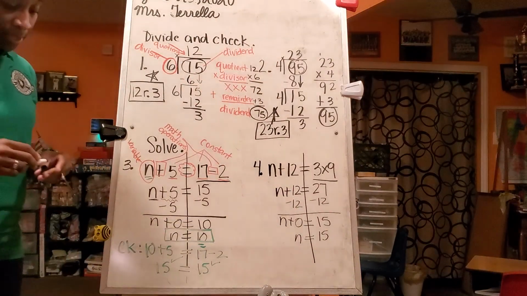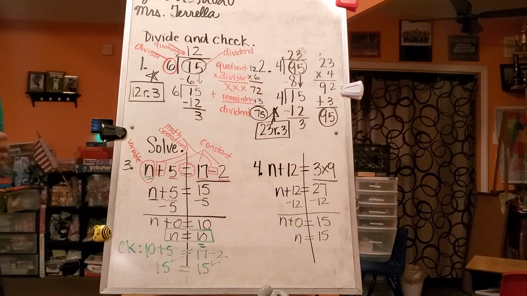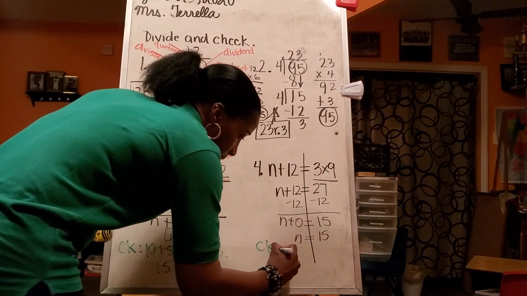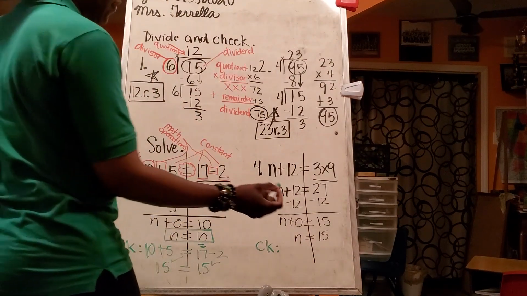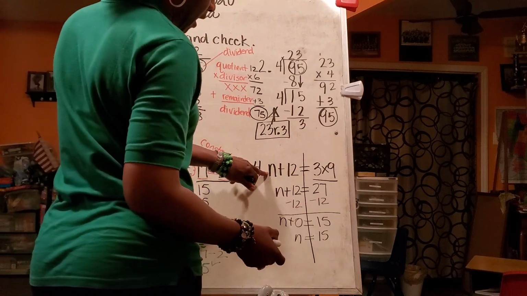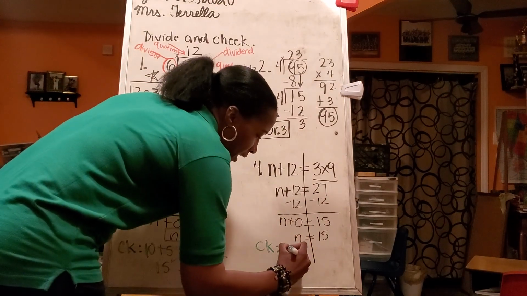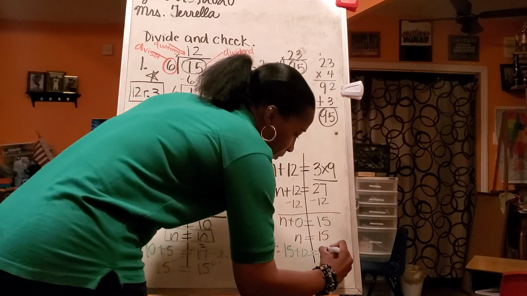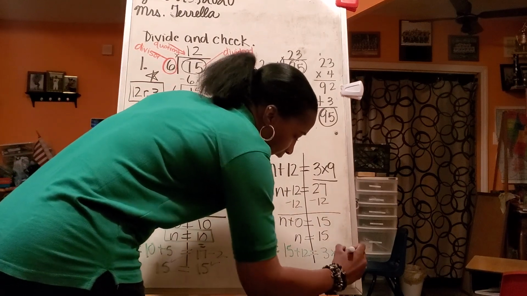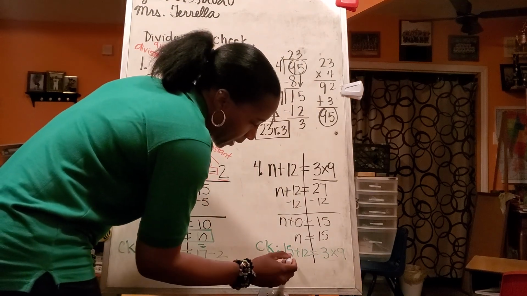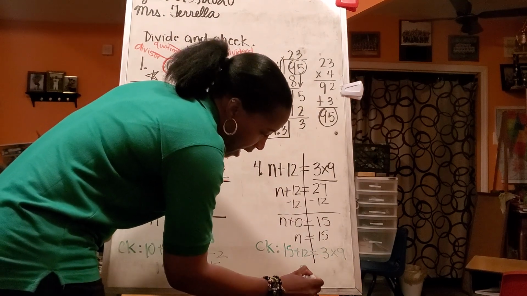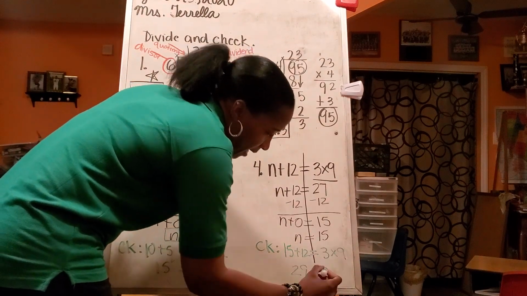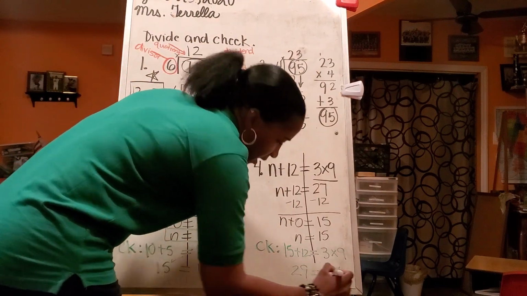Hopefully my answer is right. We're going to find out because we're going to make sure that we check our answer. So everywhere there's an n, I'm going to put 15. So that would be 15 plus 12 equals 3 times 9. So let's see. 15 plus 12, 5 plus 2 is 9. 1 plus 1 is 2. 3 times 9 is 27.